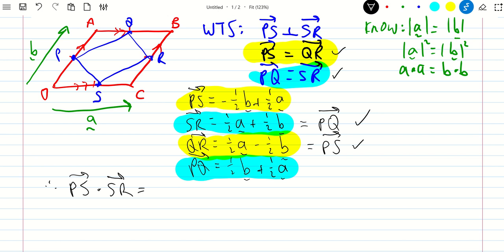So let's do it. So PS, where's PS? PS is negative half B plus half A dot SR, which is, I almost did a negative. It's not, it's just half A plus half B. Sorry that my A looked like a 9 there. That's pretty messy. So let's do this and cross our fingers. It's going to be equal to 0. If it is 0, we're done.